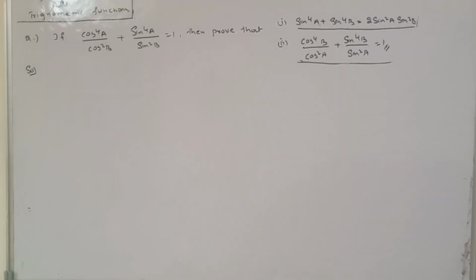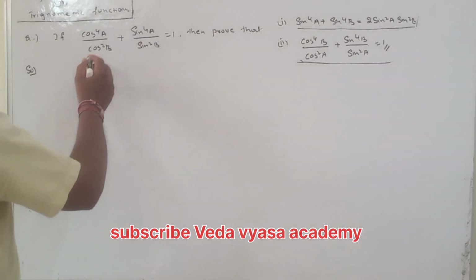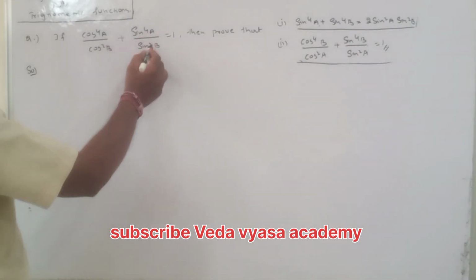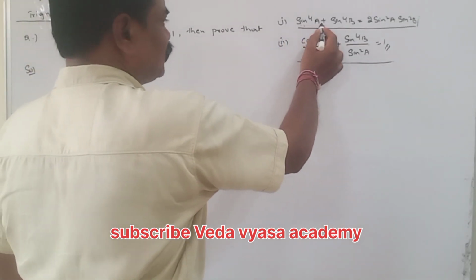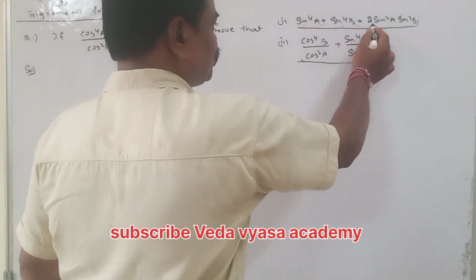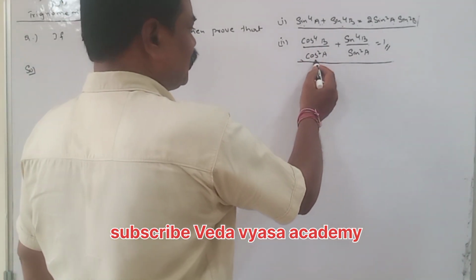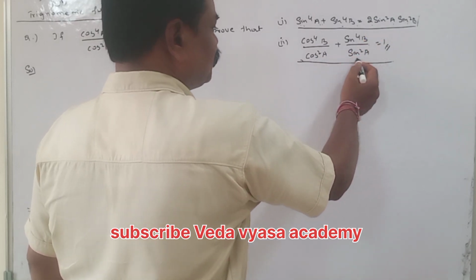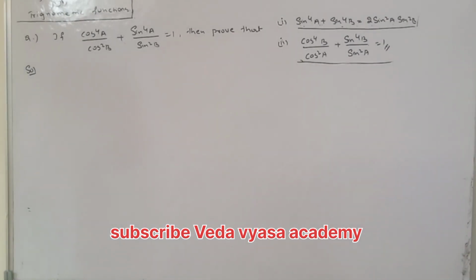We have one more problem on trigonometric functions. If cos⁴A/cos²B + sin⁴A/sin²B = 1, then prove that sin⁴A + sin⁴B = 2 sin²A sin²B, and cos⁴B/cos²A + sin⁴B/sin²A = 1. This is a problem based on trigonometric identities.